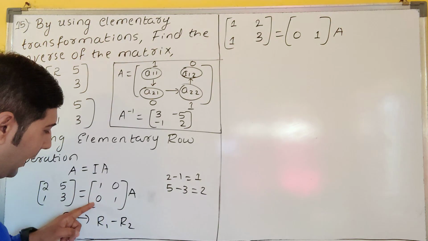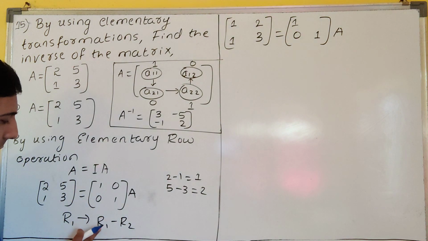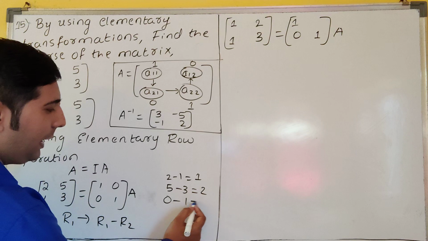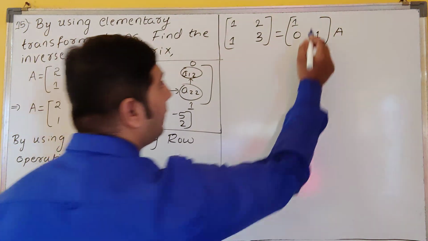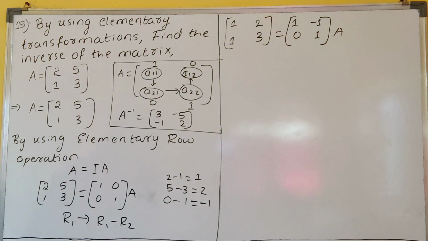R2 is 0. 1 minus 0 is 1, dear students. Directly I can write. So R1 is 0 minus R2, which is how much? 1. 0 minus 1 is minus 1. I can write it as minus 1. Clear? So everyone, I will erase this.